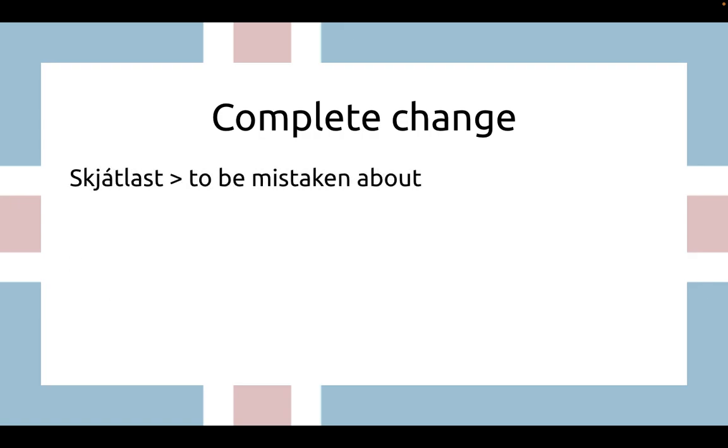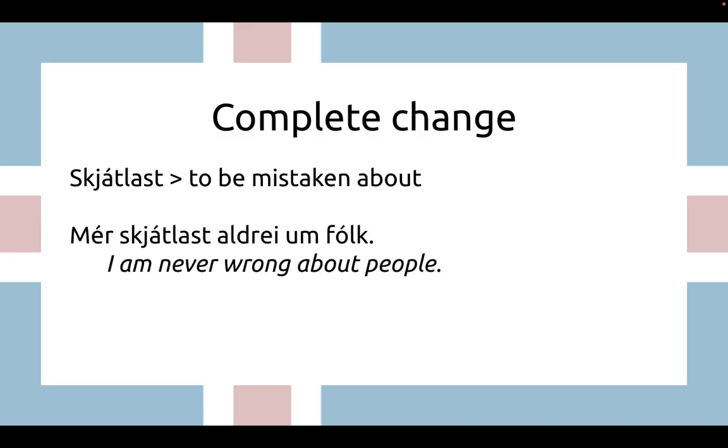I want to look at this example real quick because it's also important to recognize that sometimes there is no real active voice that's used in Icelandic for a given verb, and you can only use it in middle voice. For example, að skjáttlast means to be mistaken about something, and you never really use the verb skjáttla without the middle voice. You just always use skjáttlast. So here's an example of a sentence. Mér skjáttlast aldrei fólk means I'm never wrong about people. So it's just important to realize that you may come across some verbs that only exist in the middle voice, and you can't really use the active voice at all.